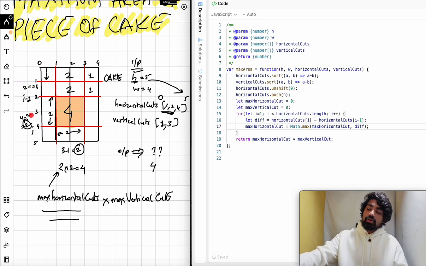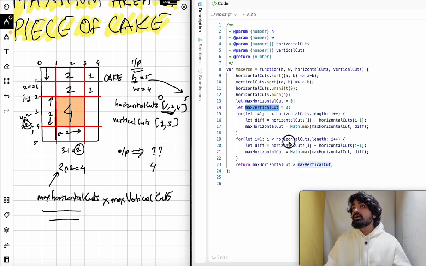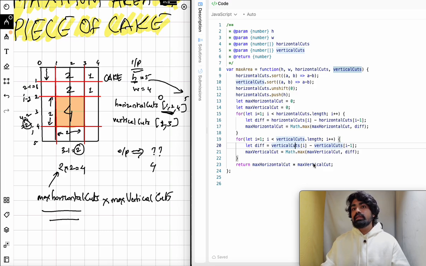We get this gap also, and then we get this gap also, and then we will see this is the biggest horizontal cut gap that we find, and then we will just use that one. Similarly, the same thing is going to be done for our vertical cuts. We will say our max vertical cut is going to be the difference between my current max, which is the tracker here, and then we just keep this difference that we have with us. So current minus previous, which is basically 3 minus 1 in this case.